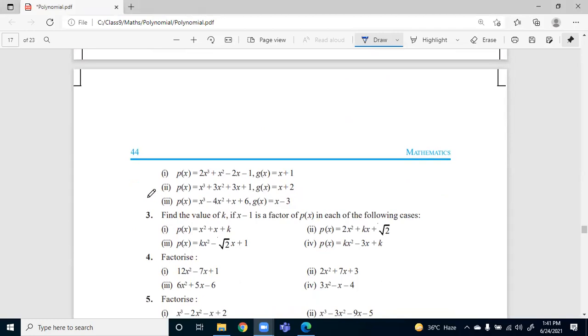So if I choose the third part, you have to check whether g(x) is a factor of p(x). How can you check it? Anyone just tell me the way of doing. Ma'am, x minus 3 is equal to 0, x is equal to 3. Yes. So that value of x you have to substitute in p(x). Just do it.